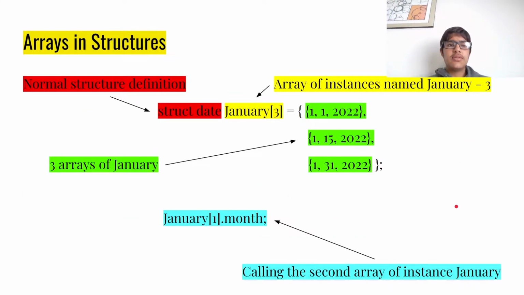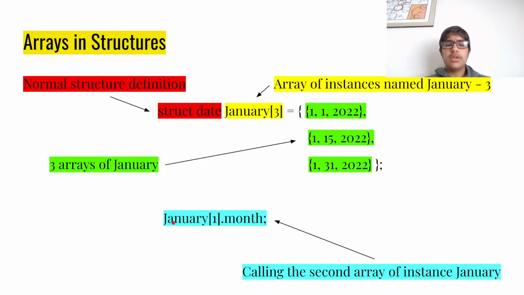Finally, you can also have arrays inside structures, or you can pass structures as arrays. As you can see here, we have our normal structure definition, which is struct date. And when we name it January, instead of just naming it January, you indicate January 3 because you have 3 array elements. And inside you have your semicolon closing the struct date, and you have 3 instances of January, or 3 data fields of January, as you can see right here.